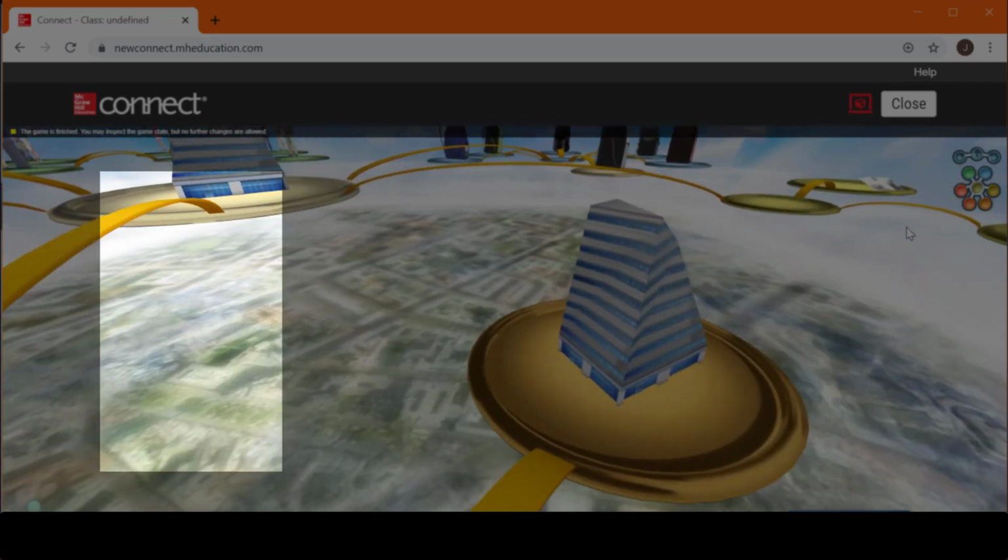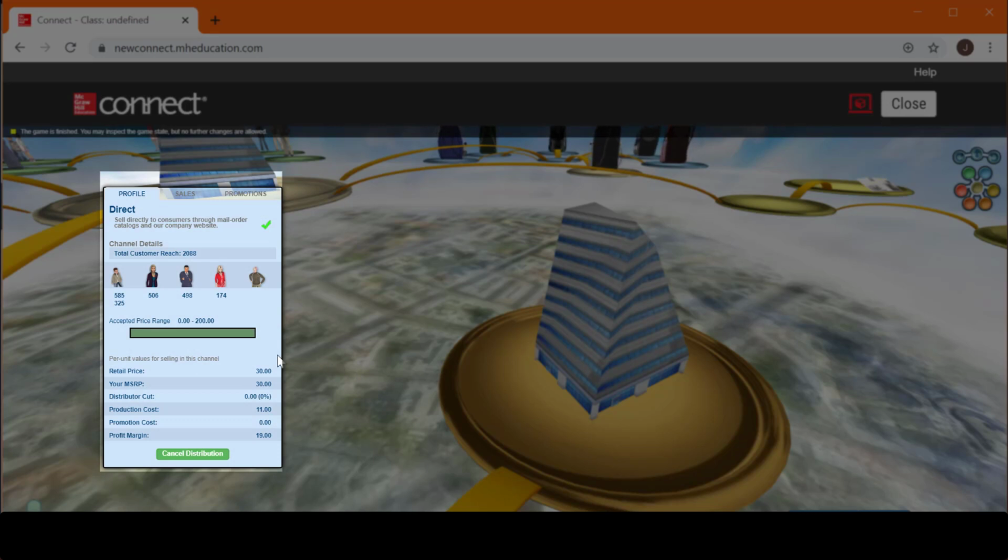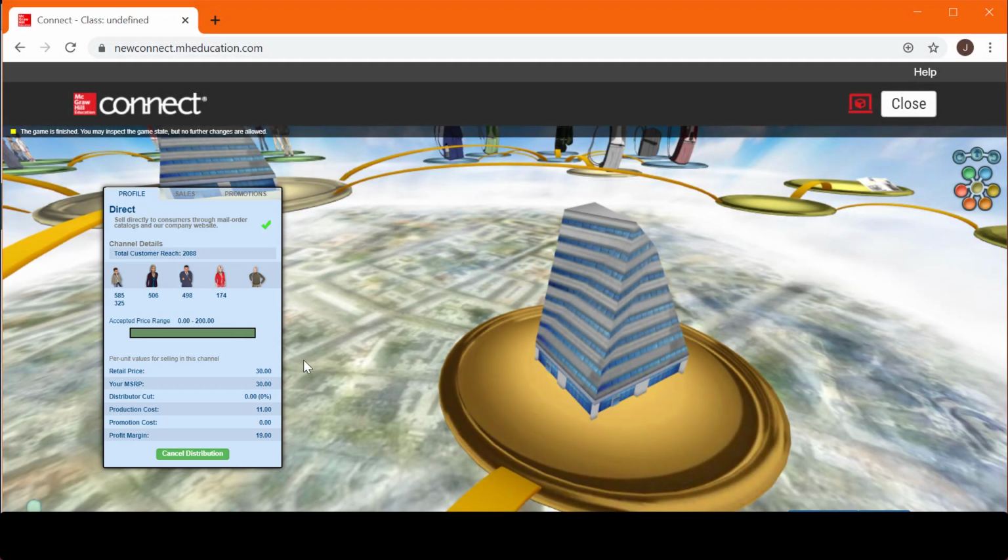You'll note in the direct store, which always defaults for you to sell at, there's just not as many people shopping in the direct store. That means they're buying directly from your website or from a catalog. So there's just not as many people as go into stores and buy on a daily basis.